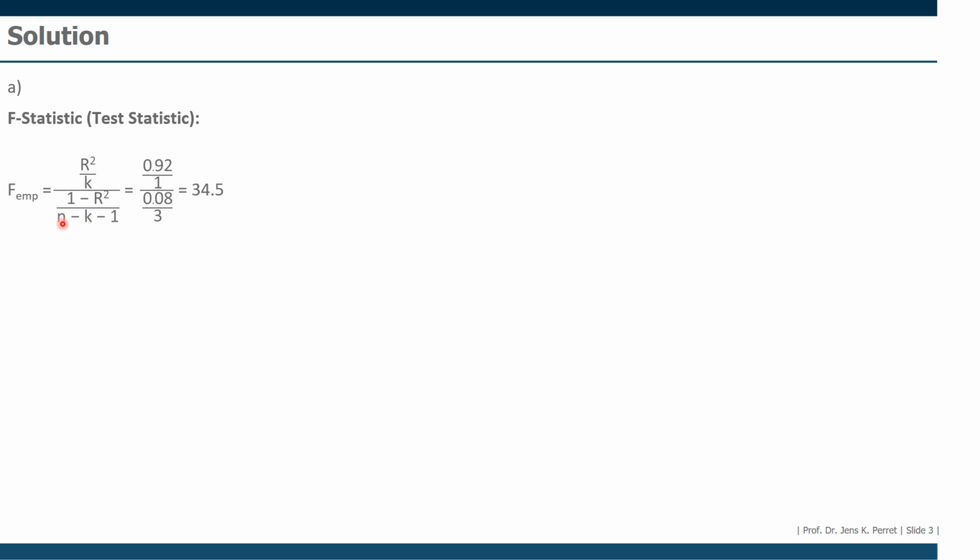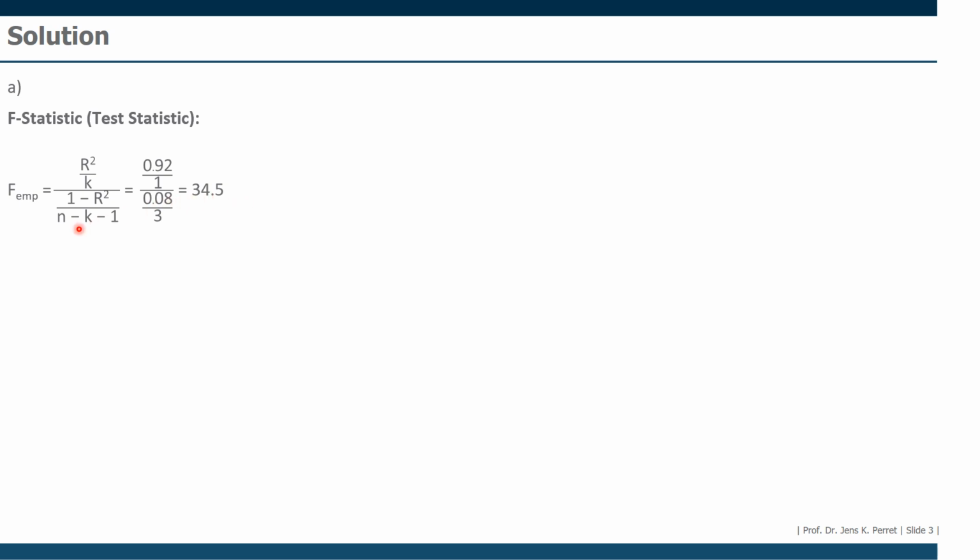And we divide this by n minus k minus 1. N, in this case, is 5 observations, 5 whiskies, minus k, minus 1, minus 1 more. So we have 3 here, 5 minus 1 minus 1. If we calculate this, we get as a value 34.5. So that's our test value.